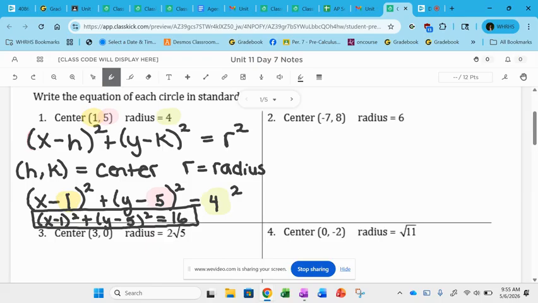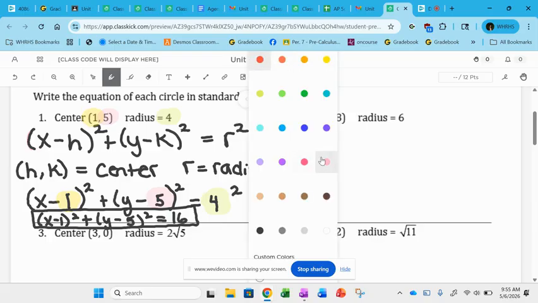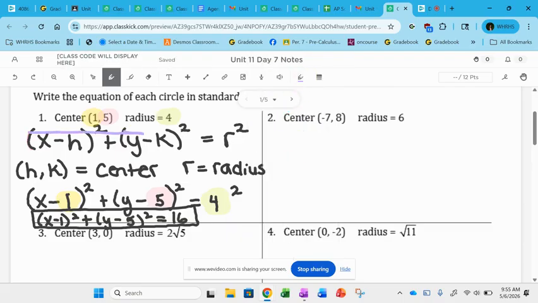Okay, you guys try number 2 on your own. Here's the equation of our circle that you always plug into. So you're trying number 2 on your own.